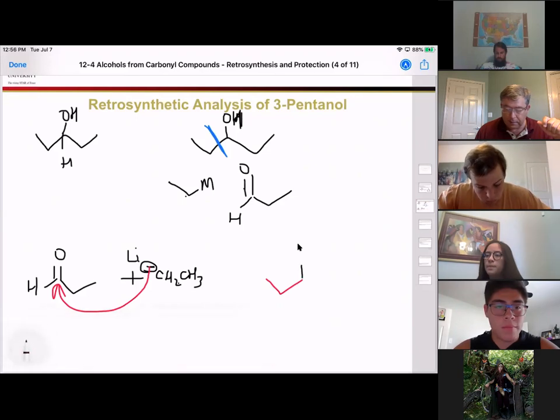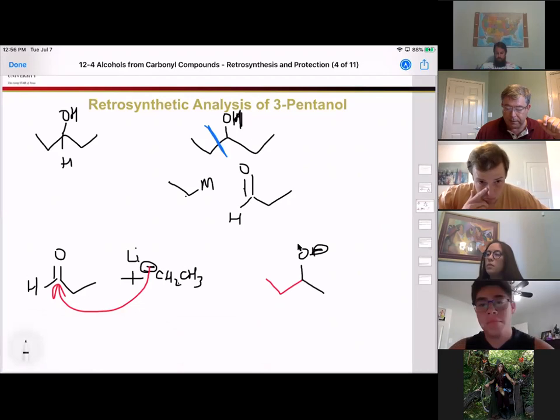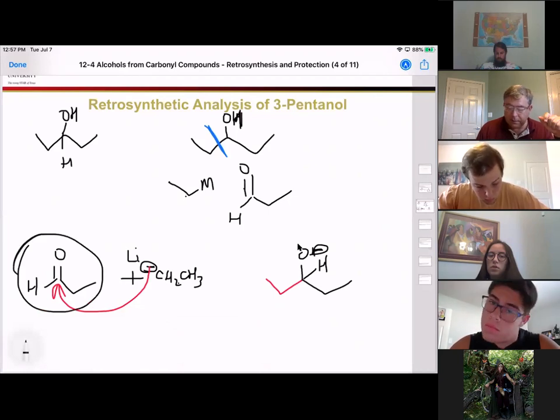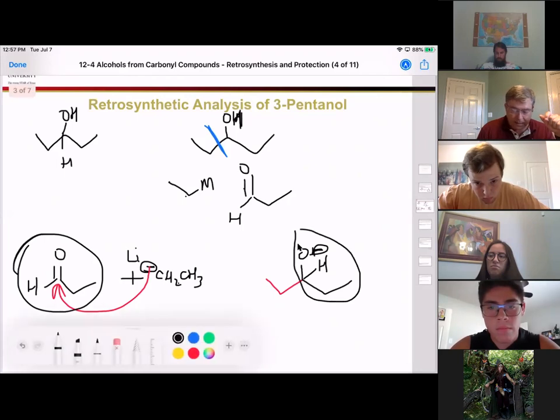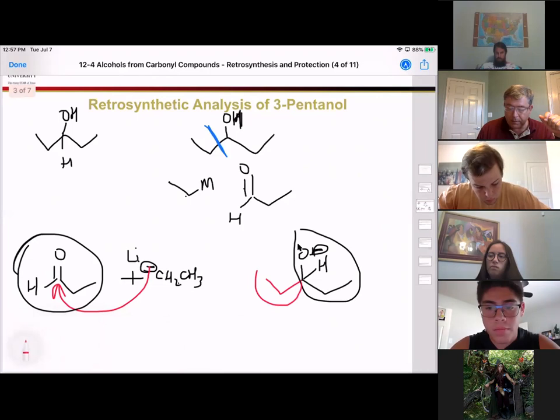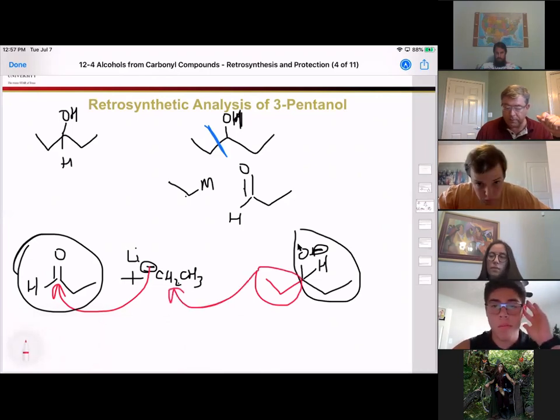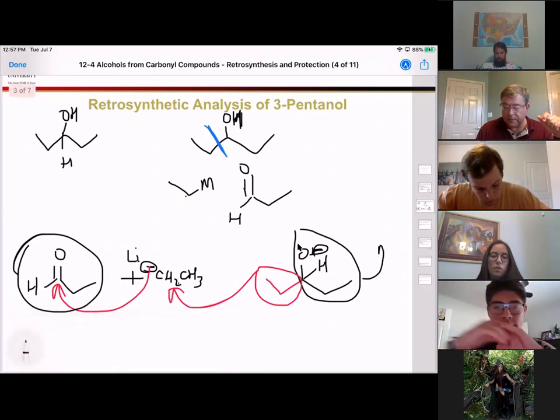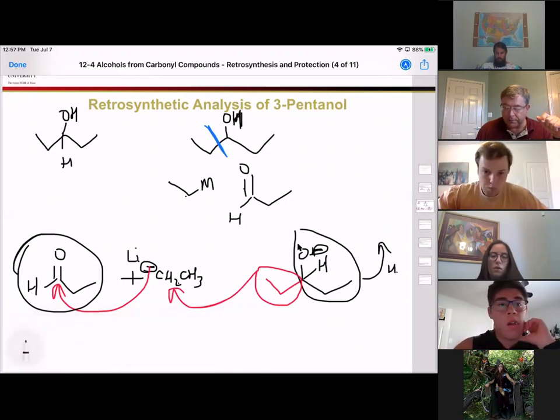And that oxygen is going to have a negative charge on it when we hit it, and then we have that other hydrogen there. So this half of the component is written on this side, and this half of the component came from the nucleophile. And then, of course, the final step for the synthesis is going to be to protonate the alkoxide with water to give us our final product.